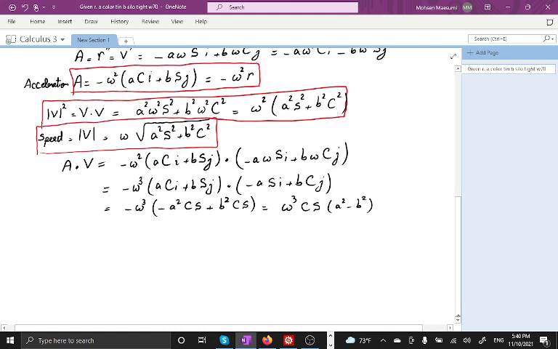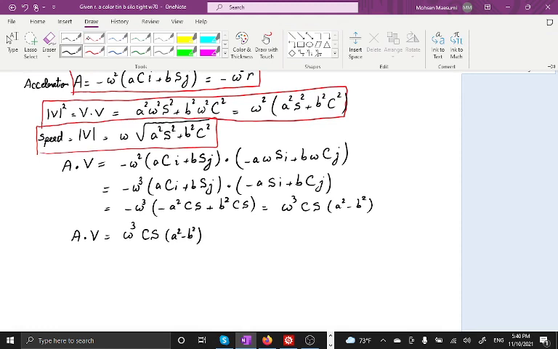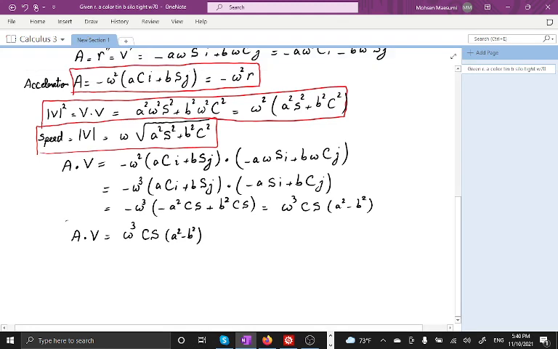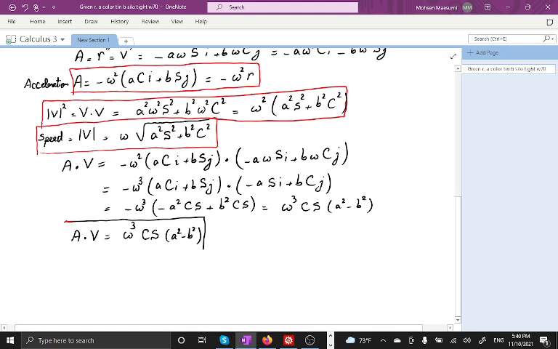So let's summarize this. What we got, a dot v is omega cubed times cosine of omega t times sine of omega t times (a squared minus b squared), and let's put that in a box as well. I meant it to be red, of course. Let's see, it didn't pick.